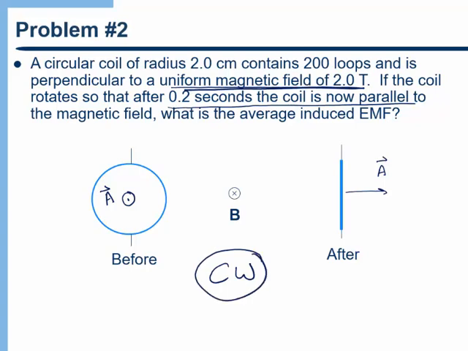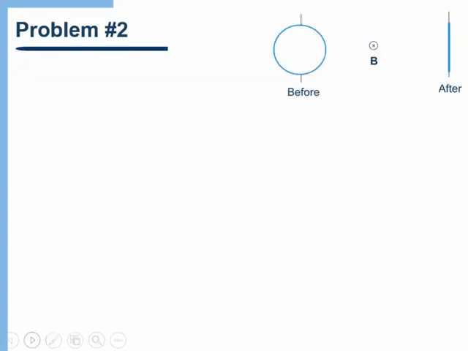In terms of figuring out what the induced EMF is, again, we've said that the surface area vector is straight out to start, and the surface area vector at the end is to the right. Remember that B is in the whole time. So our initial theta is 180, and our final theta is 90. So this is an example where it is the angle that's changing.